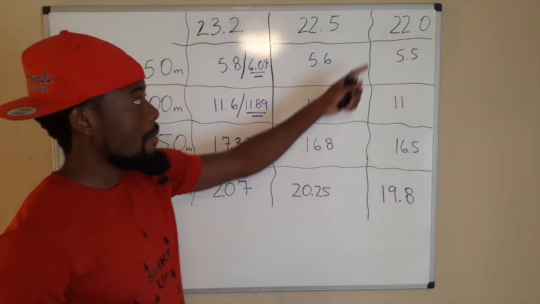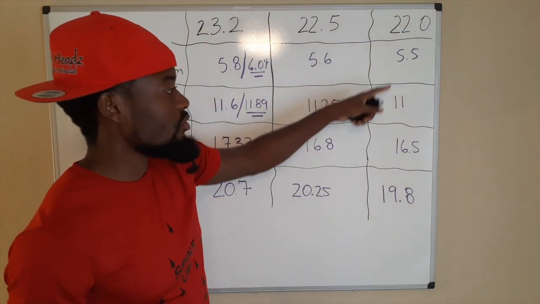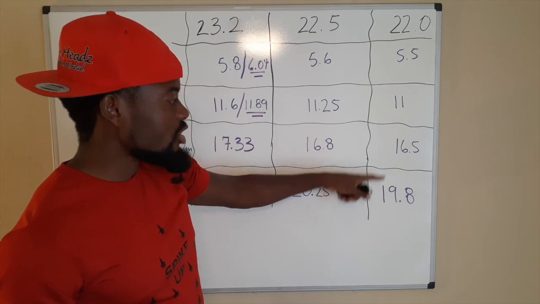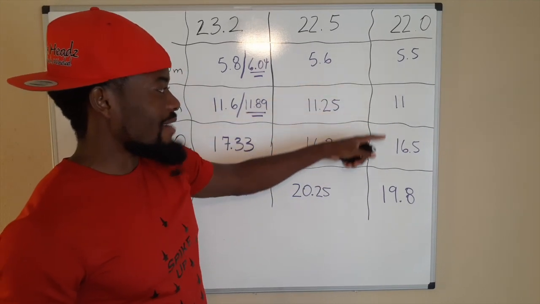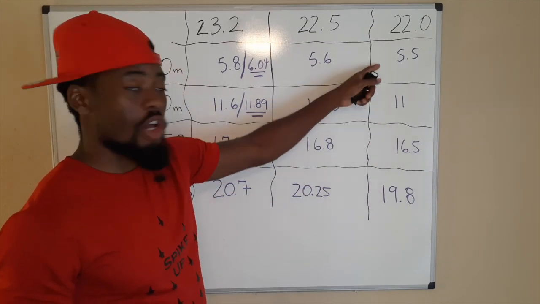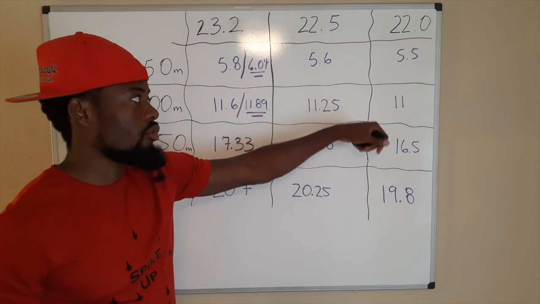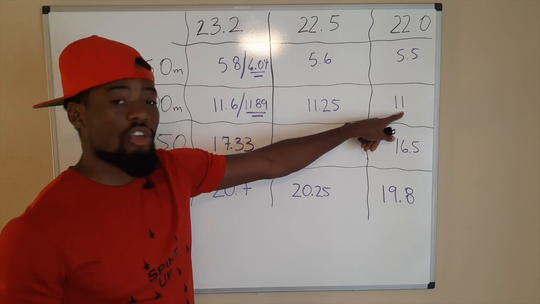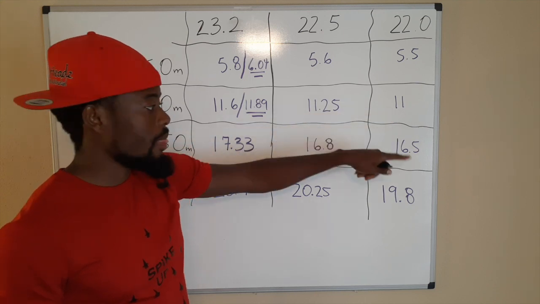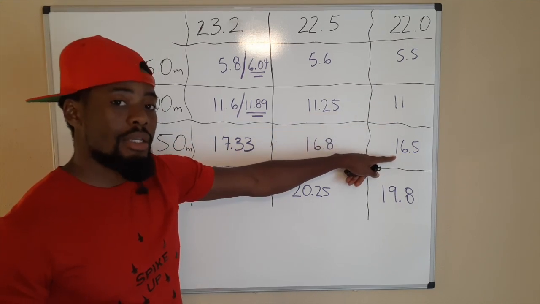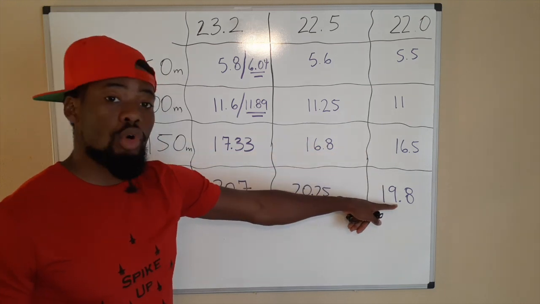All right, and again, even with running the 22 flat and running faster, with these splits you have to condition your body to run just like this in practice so that it becomes more comfortable in a race. Being able to cross through the 100 at 11 seconds, being able to run the 150 at 16.5 seconds and 19.8 seconds.